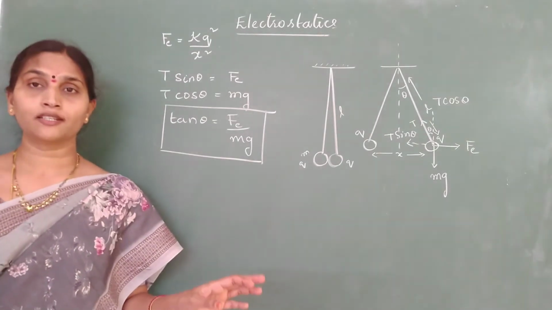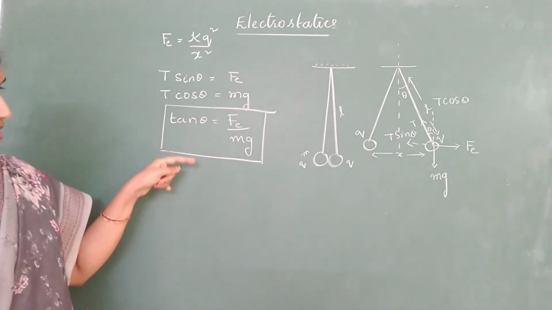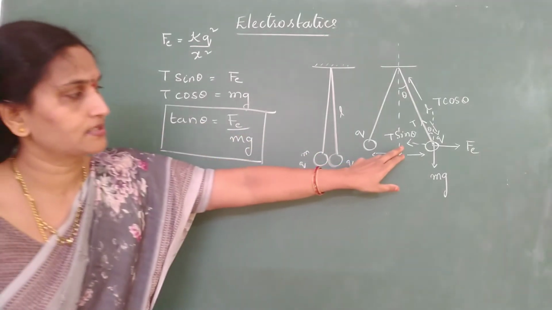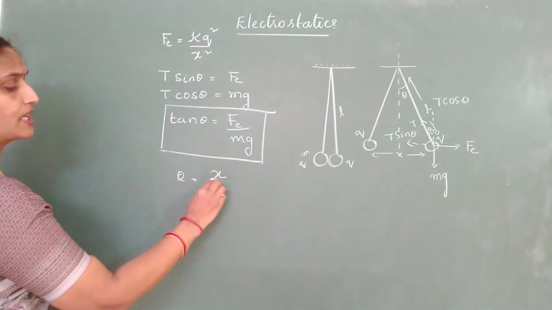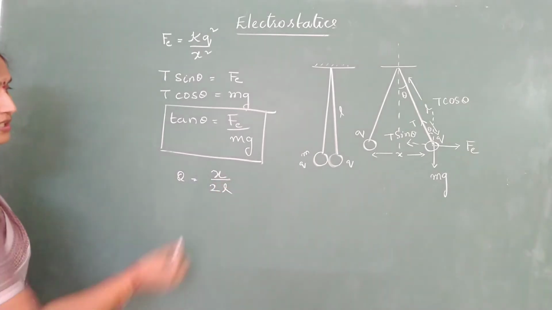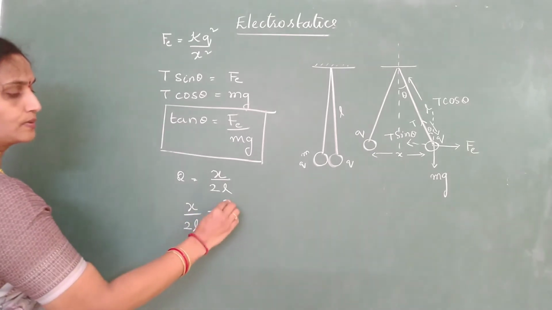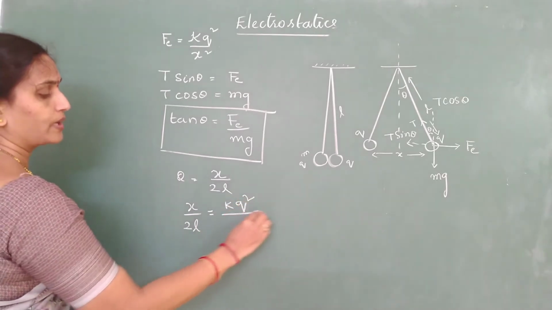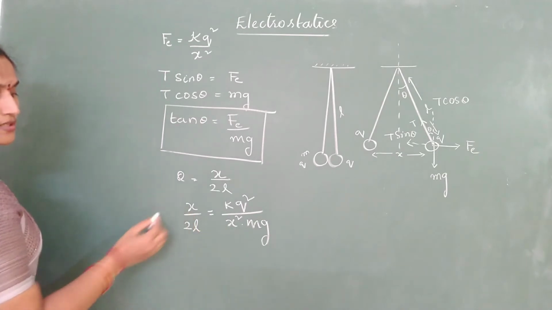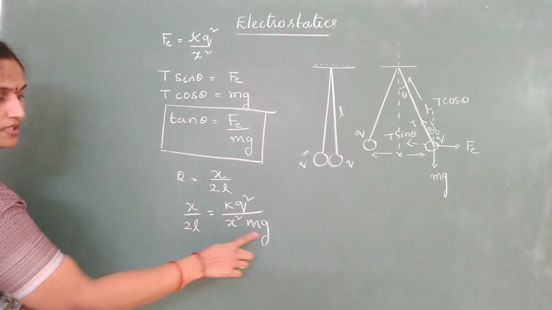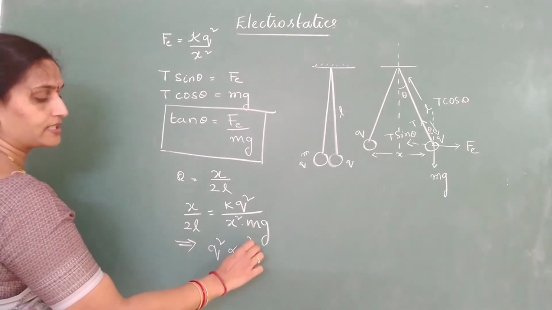And if in the question they say that theta is extremely small, consider theta to be very small, then tan theta tends to theta, and you can replace theta as length of the arc by radius, that is theta can be written as x by 2 by L, that is x by 2L. Then what will happen to this relation? x by 2L becomes equal to k q square by x square into mg. x square into x, will it be x cube? All the remaining terms are constant. Implies q square is proportional to x cube.